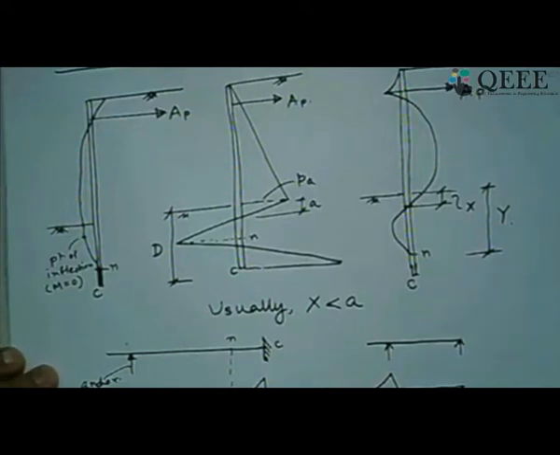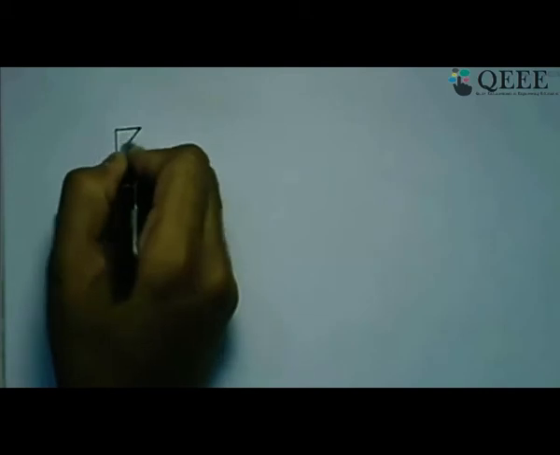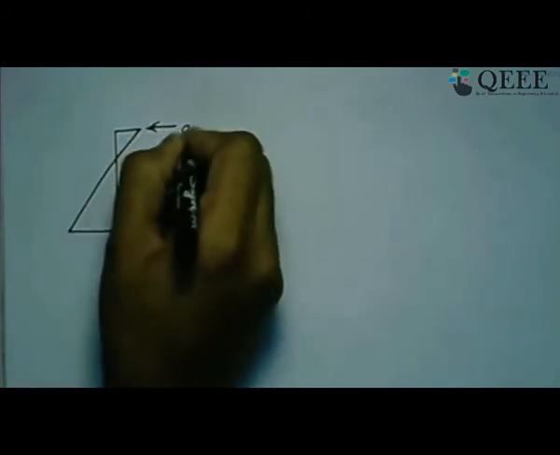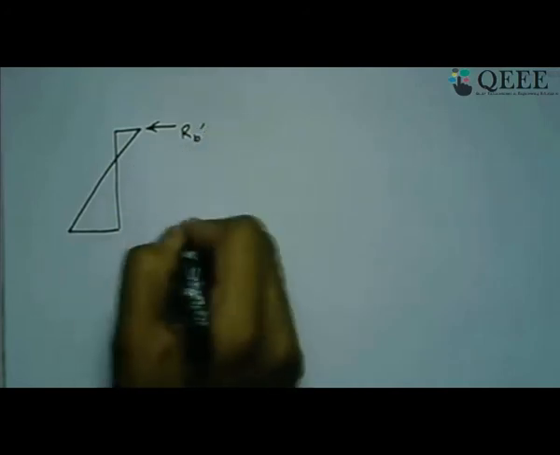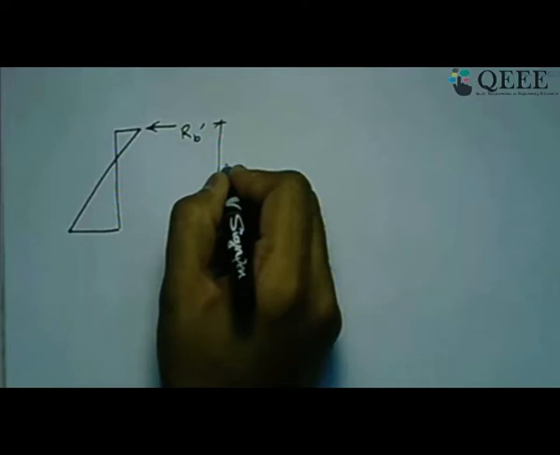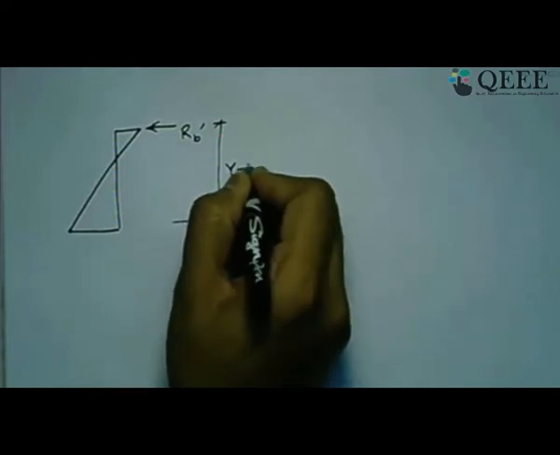So how can one make use of these things? Essentially what we get are forces here. Let us say this is RB dash. This distance is, say, Y minus X.